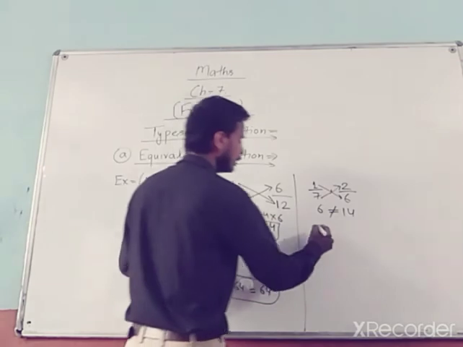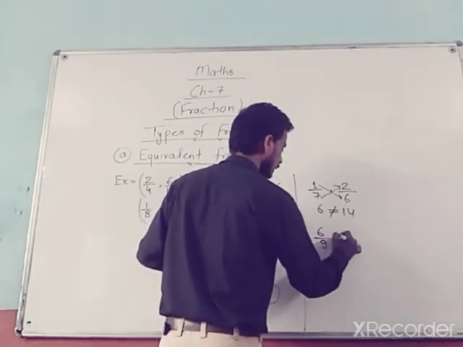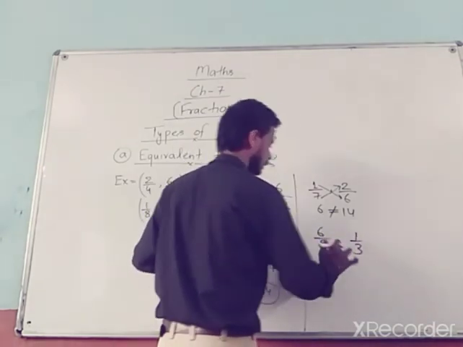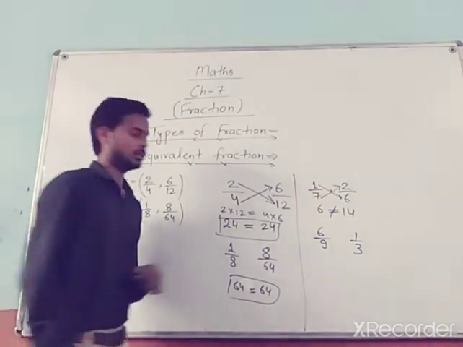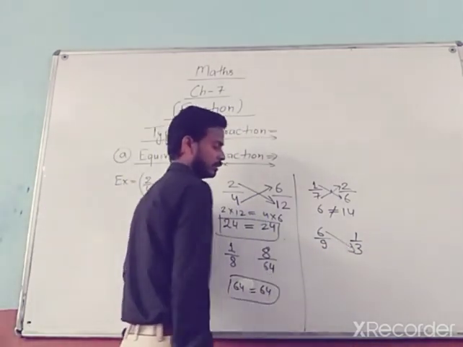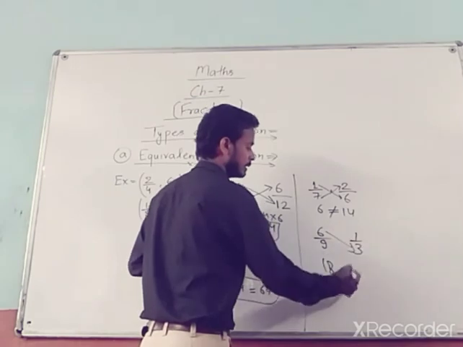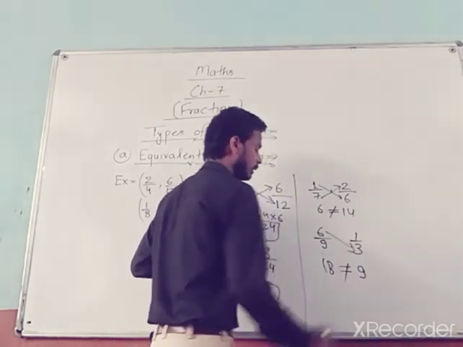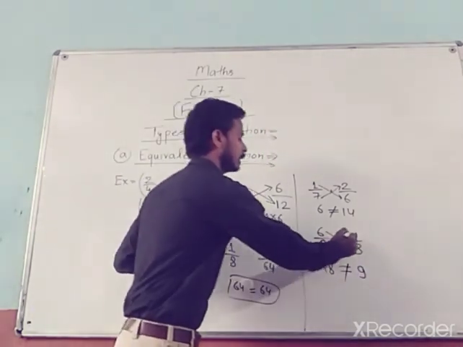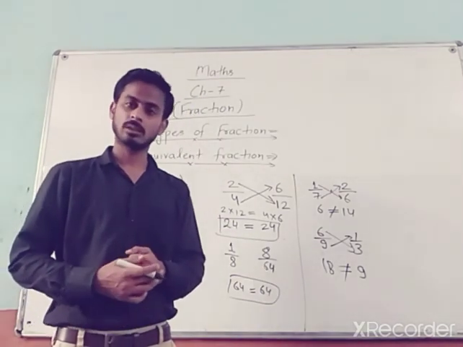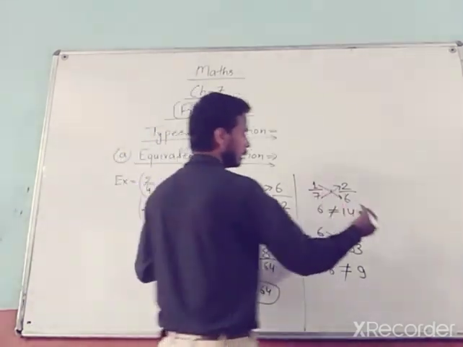See another example, 6 by 9 and 1 by 3. See, 6 3s are 18 and 9 1s are 9. Again, they are not equivalent fractions. Clear?